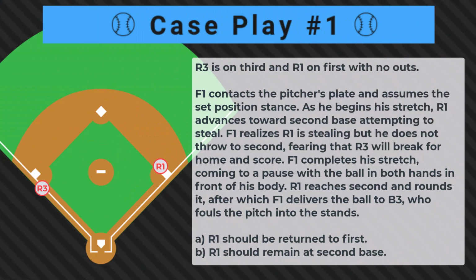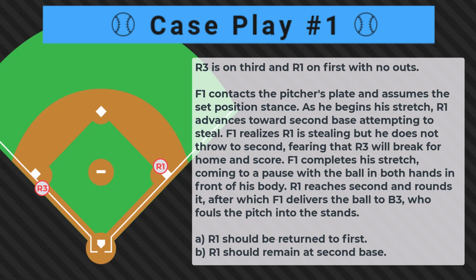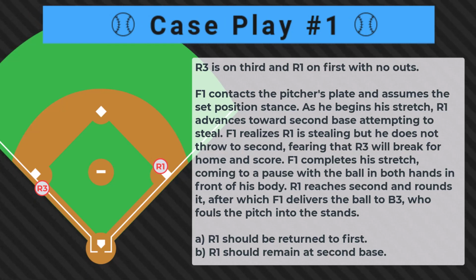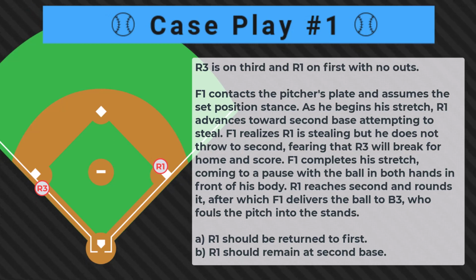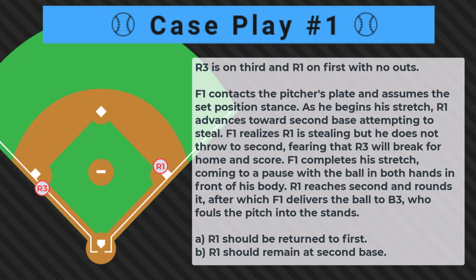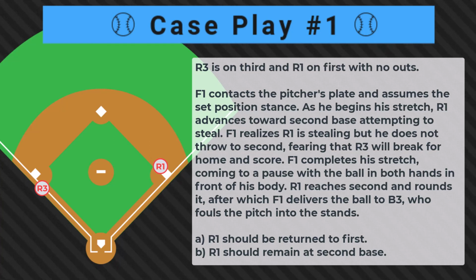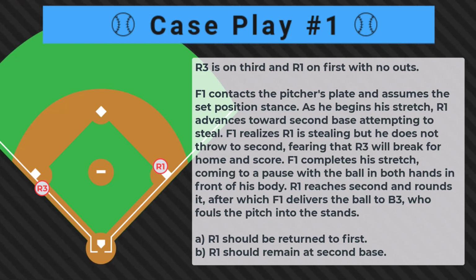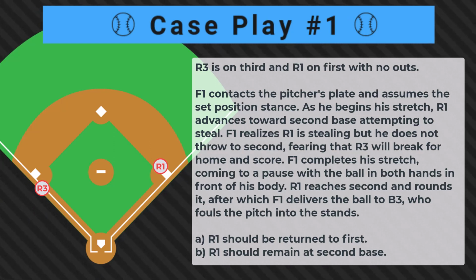Case play number 1. R3 is on third and R1 on first with no outs. F1 contacts the pitcher's plate and assumes the set position. As he begins his stretch, R1 advances towards second base, attempting to steal. F1 realizes R1 is stealing, but does not throw to second, fearing that R3 will break for home and score. F1 completes his stretch, coming to a pause with the ball in both hands in front of his body.